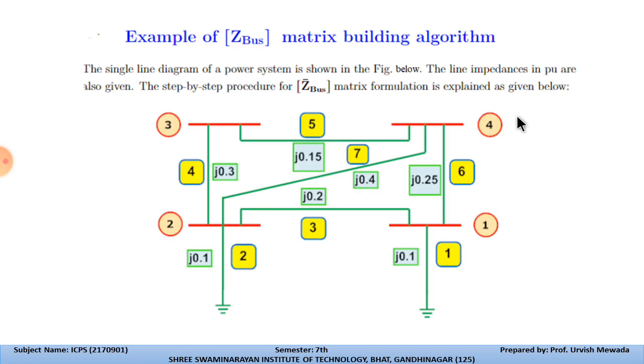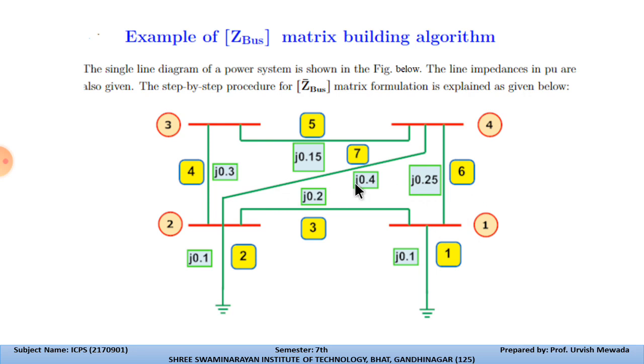So let's consider one system for which we are going to find the Zbus. These red lines indicate the bus bar, and this whole system is called the interconnected power system. In this we have four buses, 1, 2, 3 and 4, and these are the interconnected lines which connect each and every bus bar. There is a connection between 2 and 3, then 3 and 4, 4 and 1, then 1 and 2, and between 4 and 2.